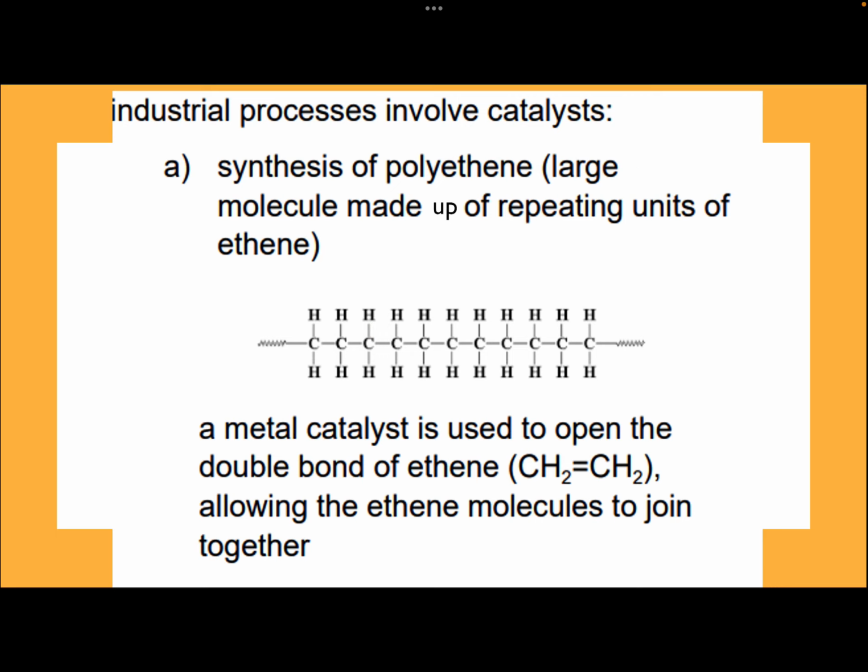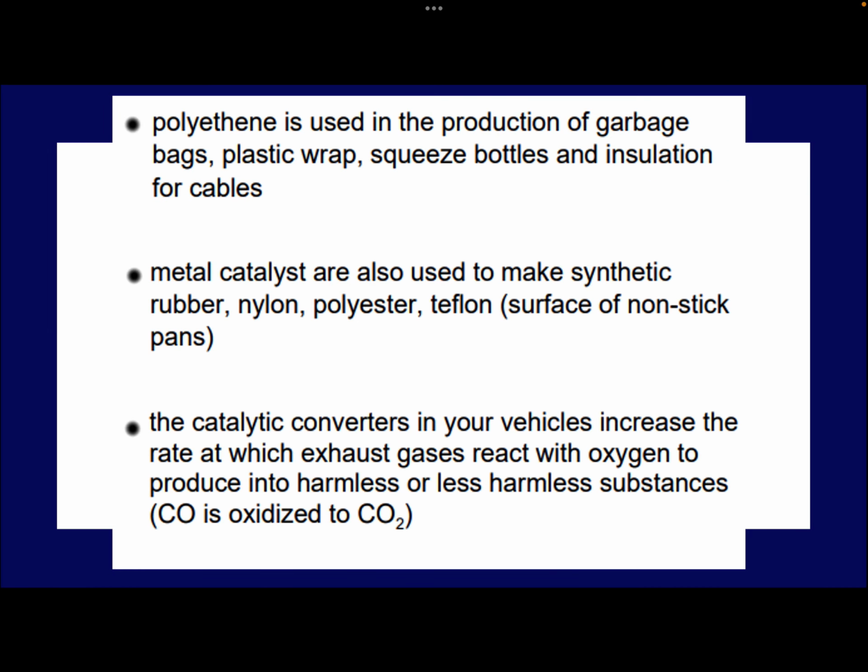So when we look at an industrial process here, this does involve a catalyst. So if we were to look at the synthesis of polyethylene, which is our large molecule, you can see here, that is made up of multiple ethenes. When we look at this metal catalyst, it is used to open up the double bond of ethene, and that allows the ethene molecules to join together, and it creates very, very long product. If we look at polyethylene again, once again, it is used in the production of garbage bags, plastic bags, squeeze bottles, so many different examples that is in our everyday life.